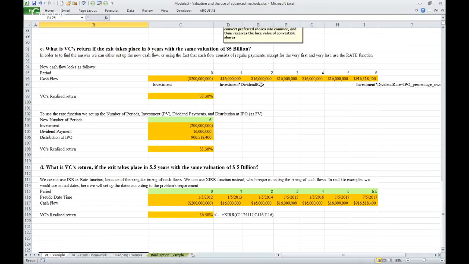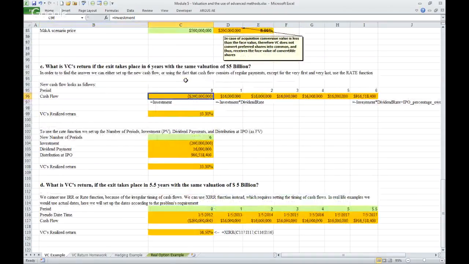And one of the approaches you can take is very similar to what was done in the previous example. You can set up the cash flow, except here it is set up horizontally. You can set it up vertically. And you calculate using the internal rate of return function. You calculate what the annualized return was. Now, be careful with the internal rate of return function.